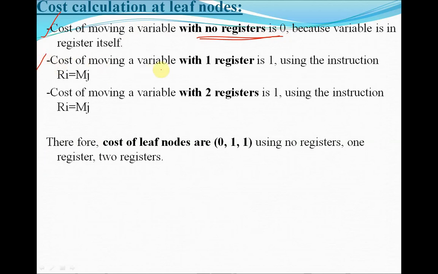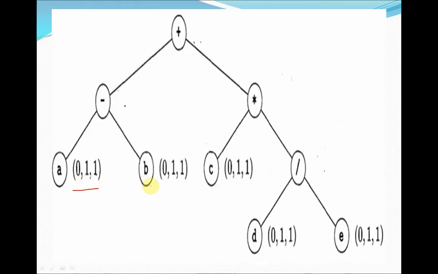Category 2, the cost of moving a variable with 1 register, is 1, meaning only 1 register is available. I am going to move that operand into that register only, whose instruction cost is 1. Third category, moving a variable with 2 registers: I have to select 1 register from those 2 and move that operand into that register, whose cost is also 1. So the cost vector of leaf nodes will be 0, 1, 1 as shown here. For each and every leaf node, the cost vector remains the same.